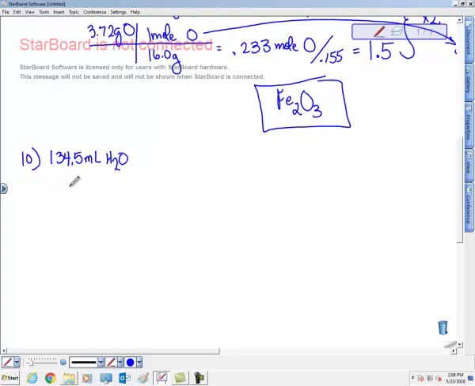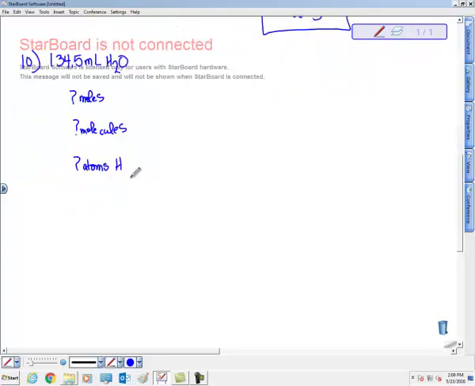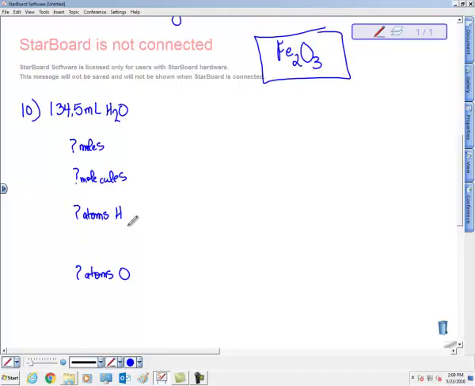Alrighty, and these are all the things that we have to figure out. We have to figure out how many moles, how many molecules, how many atoms of hydrogen, how many atoms of oxygen, and did I get it all there? Yeah, okay, so 4 questions.